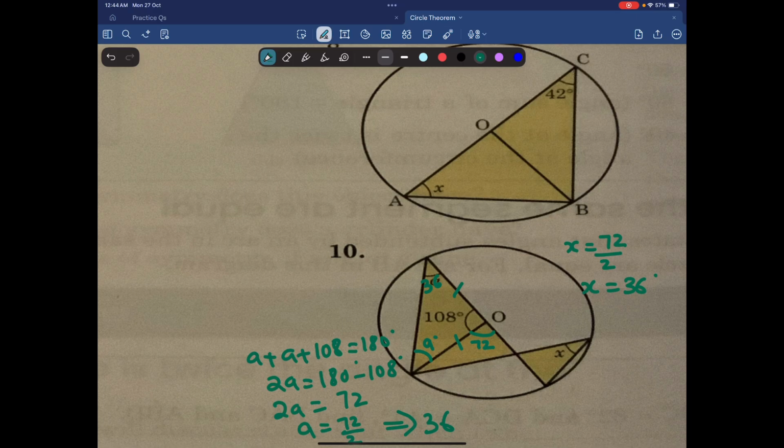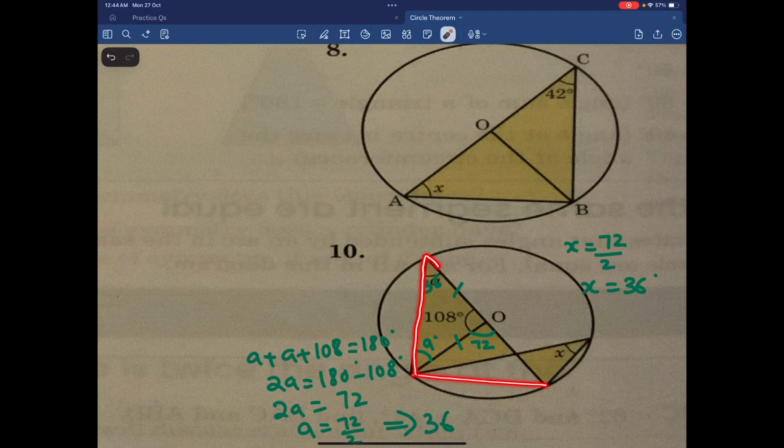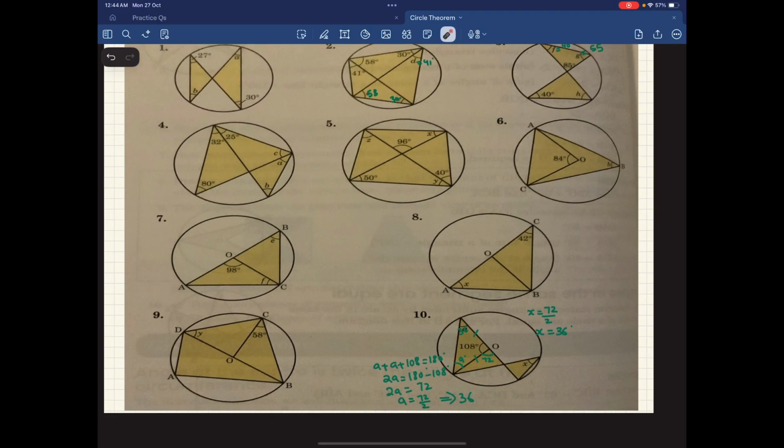Okay, now another thing. There was a simpler way to solve it. Look at this chord, this invisible chord. Angles made from the ends of the same chord are equal. Since this was 36, this is also going to be 36. Okay.